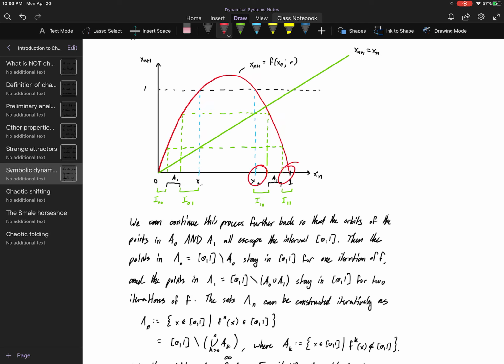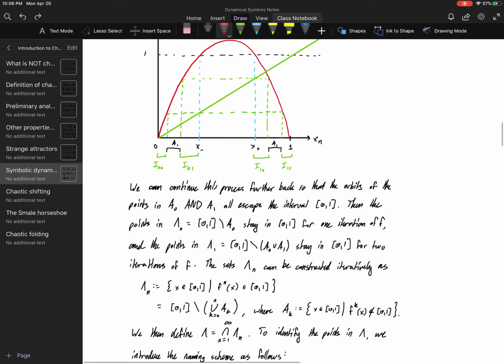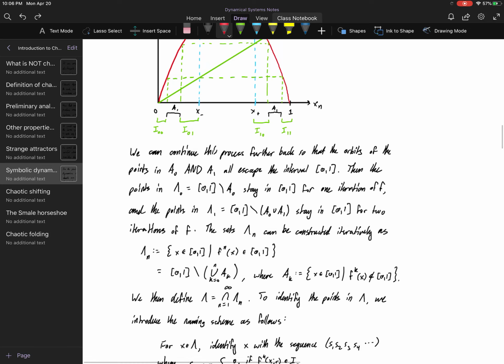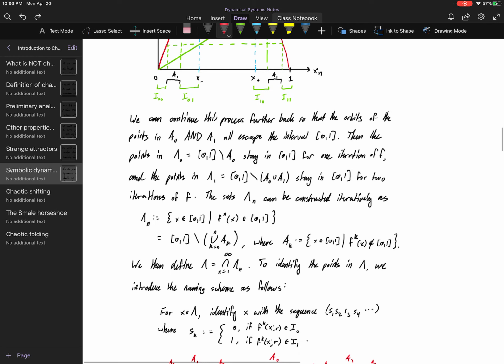And I get something similar on the right side, where I get an I10 and I11 sitting inside of I1. But the point is that I can keep following this map backwards and further back and back and back until I wind up with a set that I'm going to call lambda sub n. And this is essentially just going to be all of the values in the interval from 0 to 1, such that the nth iteration still lives in 0 to 1. So in this case, it's a consolidation of everything that's just happened upstairs.